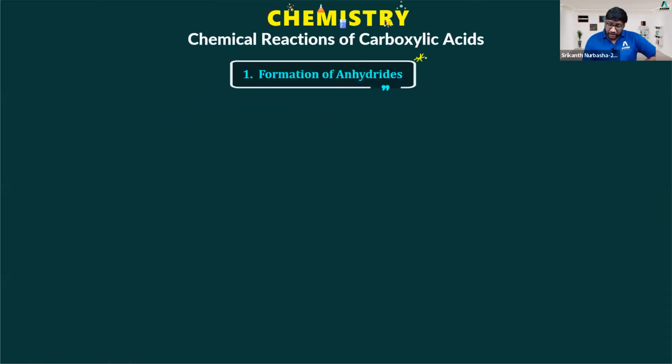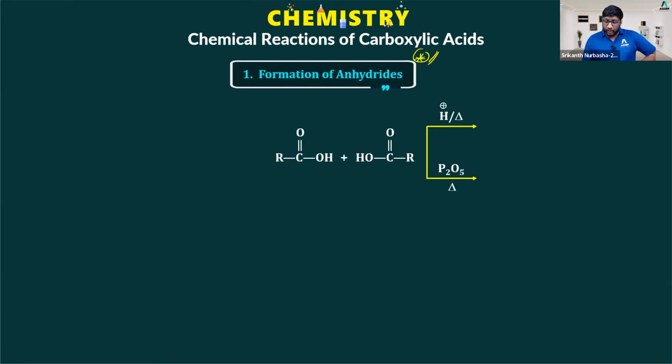Then the formation of respective anhydrides, chemical reaction. If you look at formation of anhydride, it means what? Anhydride is species obtained by the loss of water. So RCOOH plus RCOOH upon H+ on heating, or P2O5 upon heating. P2O5 is a dehydrating agent. It will form respective anhydride. Anhydride is obtained by the loss of water. How is that loss of water going to happen?